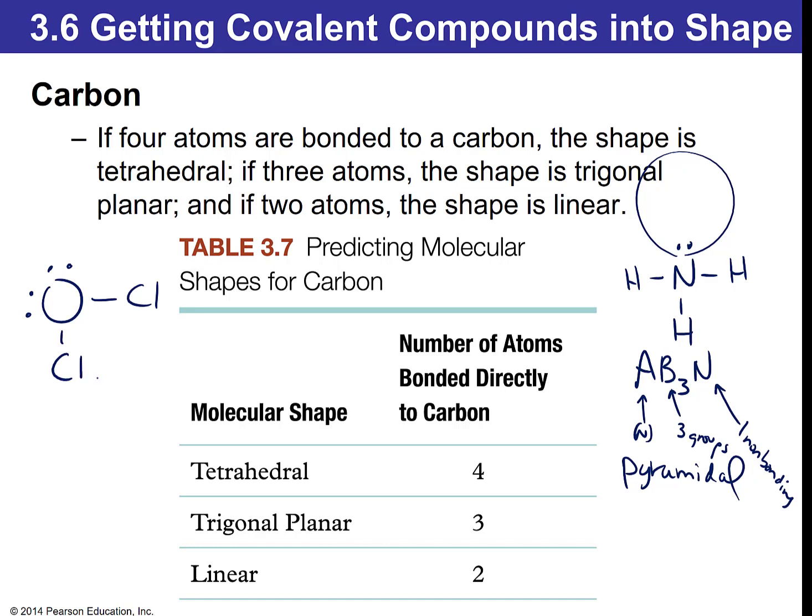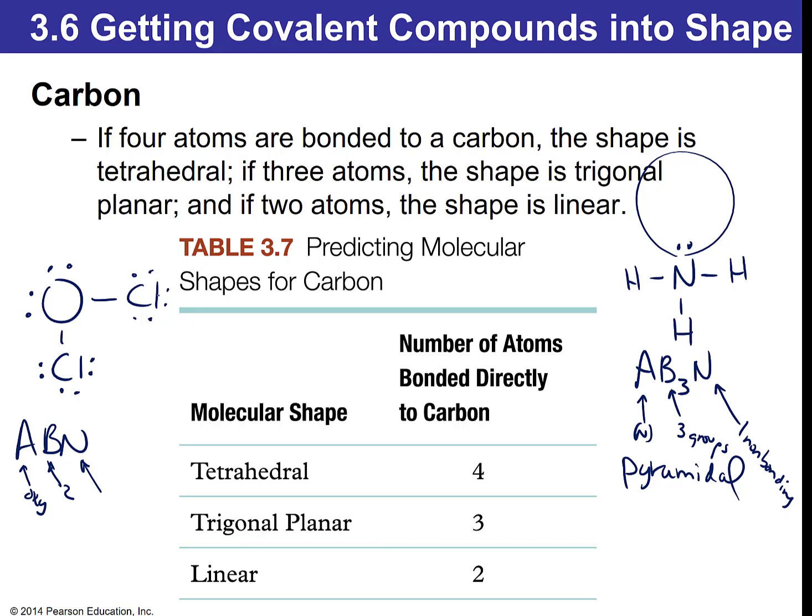You have water. Here's oxygen dichloride, oxygen with 2 chlorines on it. If we look at the oxygen and say the ABN for it, if oxygen is A, how many groups connected? 2. How many non-bonding pairs?